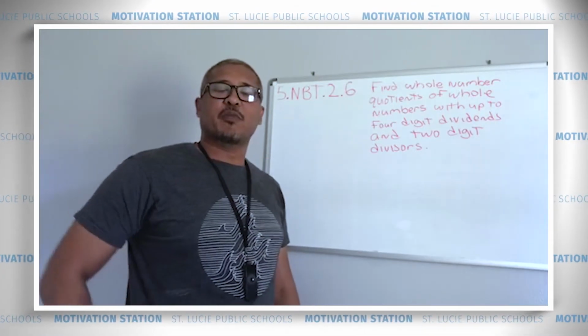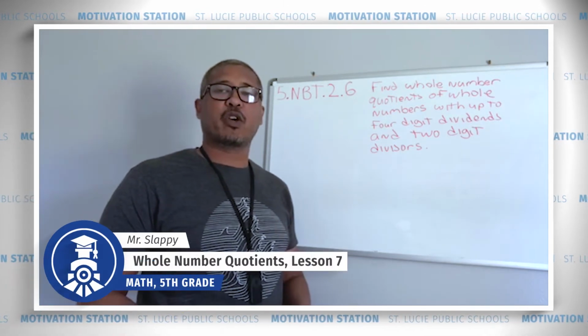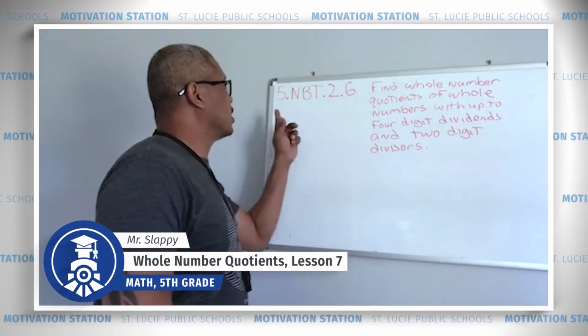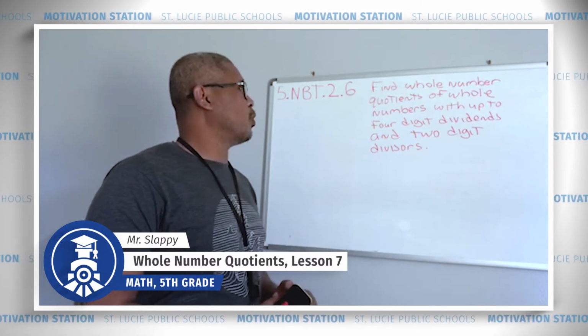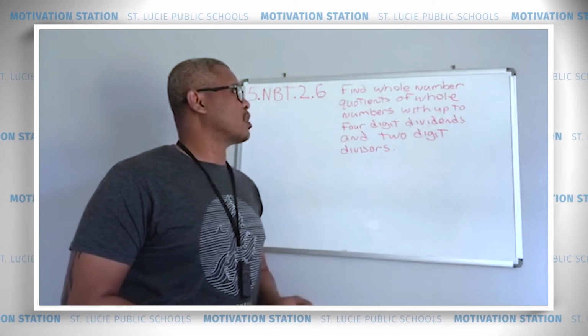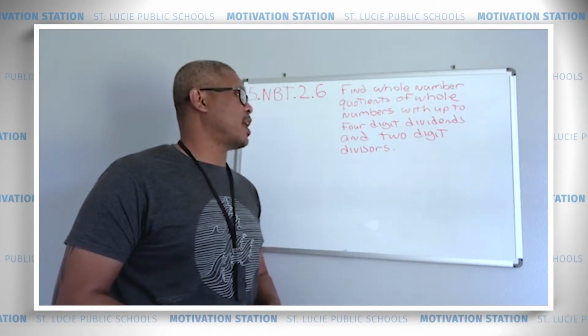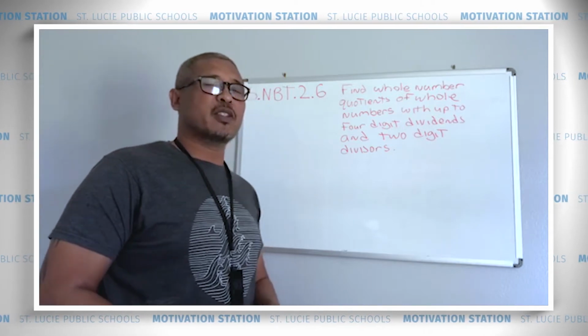Good morning, fifth graders. It's Mr. Slappy again with another lesson. Today's lesson we are going to be covering 5.MBT.2.6, which is find whole number quotients of whole numbers with up to 4-digit dividends and 2-digit divisors.